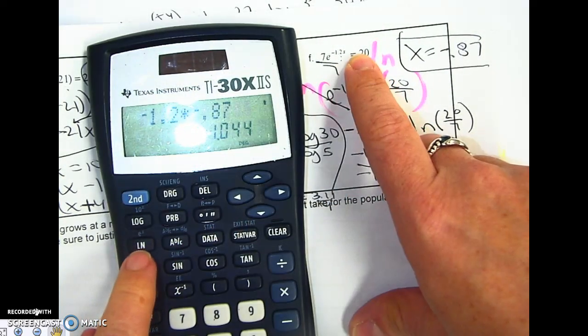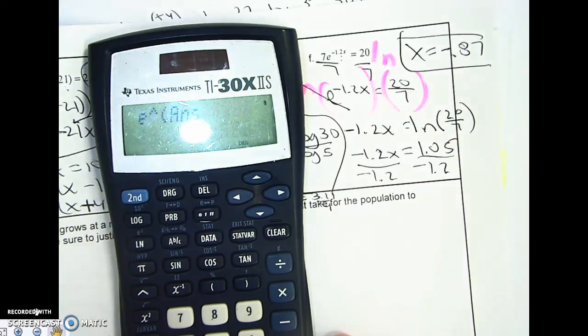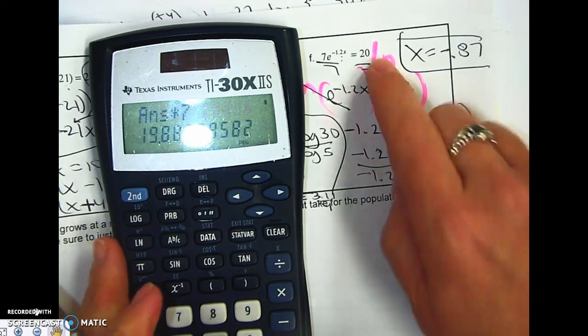So the e is the inverse of natural log. So I'm going to go natural log of second answer. And I'm going to multiply it by 7. And if you look, it's 19.88, which is very close to 20. So I know I'm good to go.